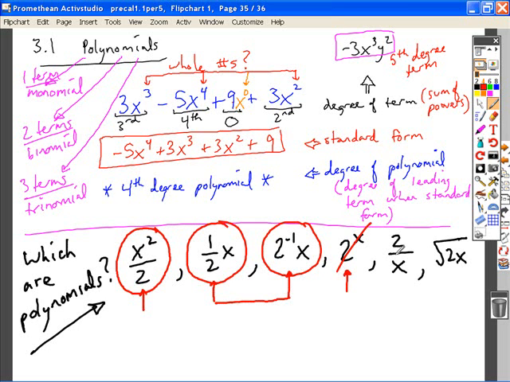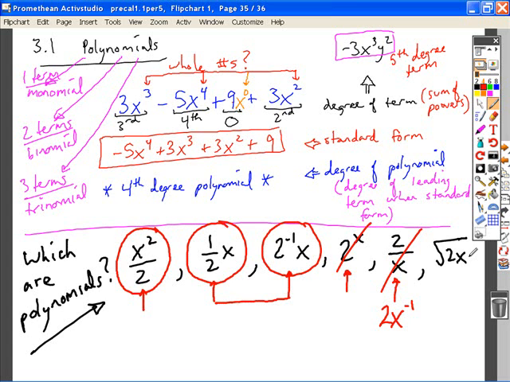And what about this next example, 2 over x? If you were to think of this x up in the numerator, it would be 2x to the minus 1. Is minus 1 a whole number? No, so that one's not a polynomial.